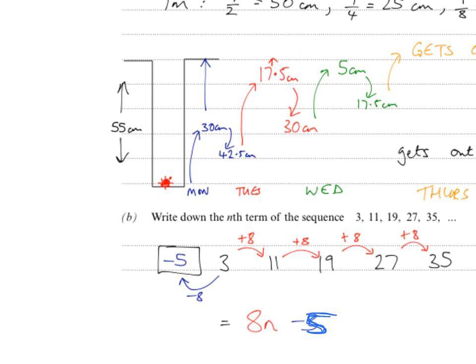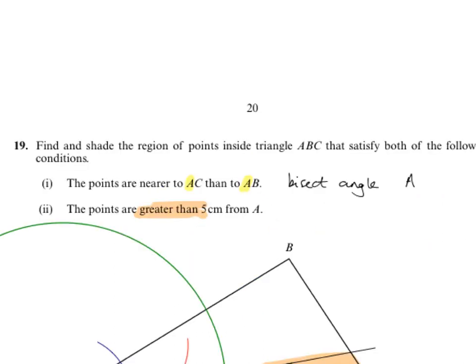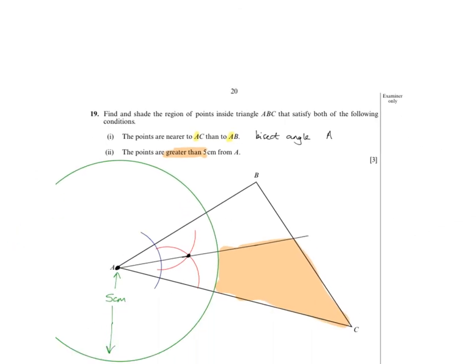8n minus 5. That's our answer. Our last question is loci. Because A is there twice, it says the point's nearer to AC. So if I look at my diagram, which sort of gives away the whole question now, it says AC, which is this line here, and AB, which is this line here. Where do these two lines meet? Well, here, at that point A. If that letter is there twice, it means you are going to bisect that angle.